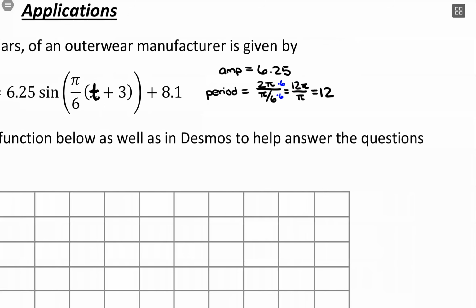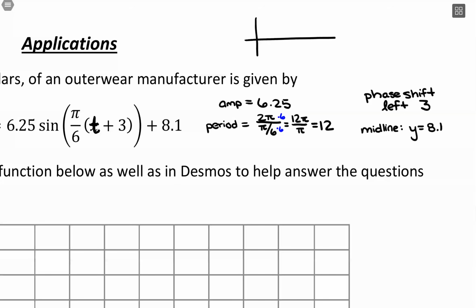T plus 3 is a phase shift, and it's going to be a shift to the left 3 units, and then 8.1 is our midline. Alright, and then we're dealing with sine, which, just to refresh our memory, starts at the origin, goes up, down, and back to the midline. So we can use those key points to help us out.